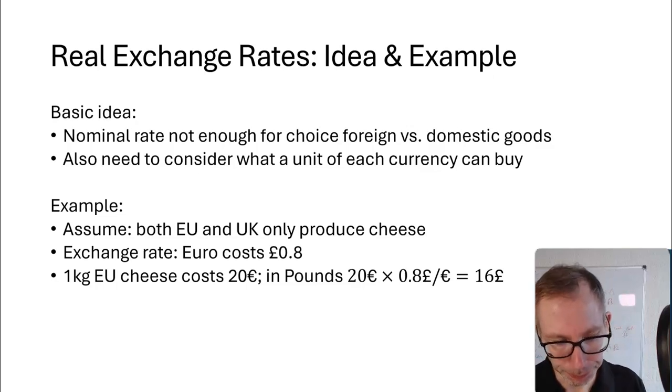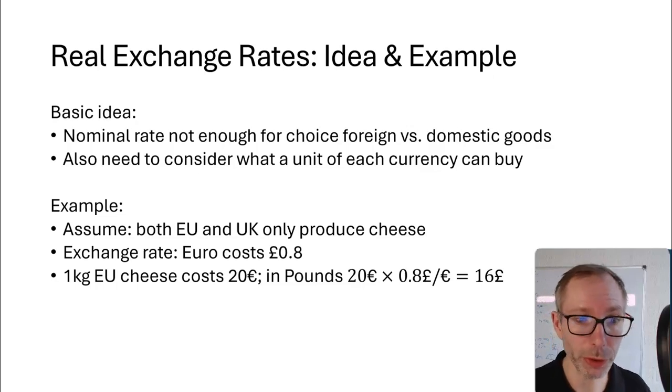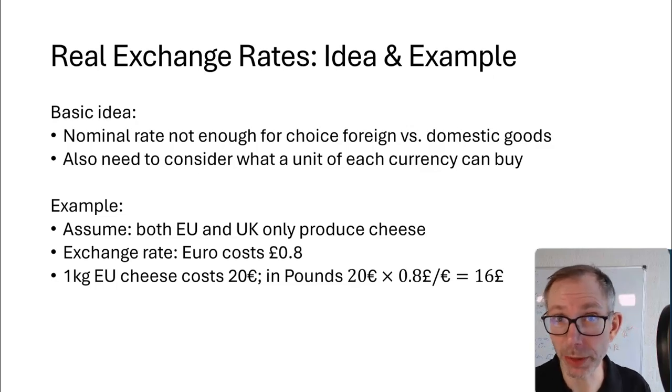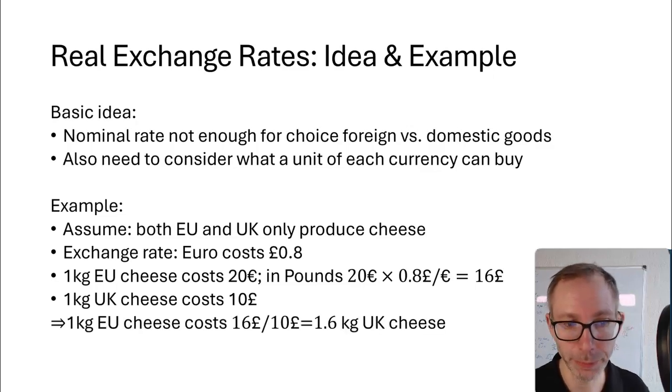But now we also have to see what you can actually buy with it. Here we say 1 kilogram of EU cheese costs 20 euros. To make it comparable and get the relative price, the price of the European cheese in terms of the UK cheese, we convert it into pounds. So we take 20 euros times the exchange rate, 0.8 pounds per euro, which gives us 16 pounds. For the UK, we just look at the cheese price in pounds, and let's say that's 10.